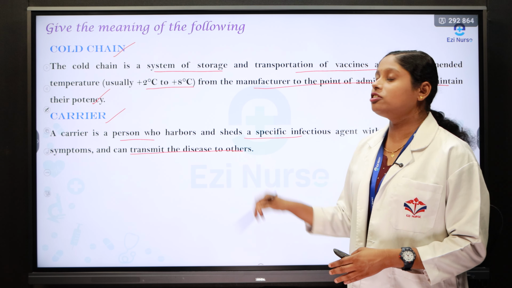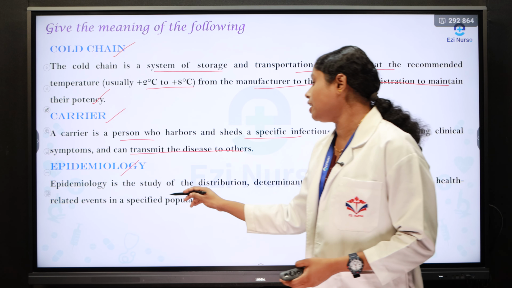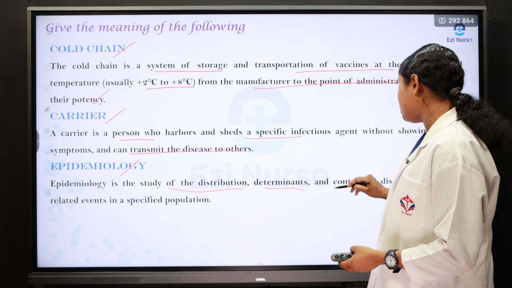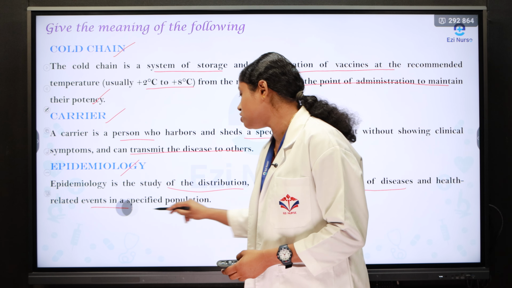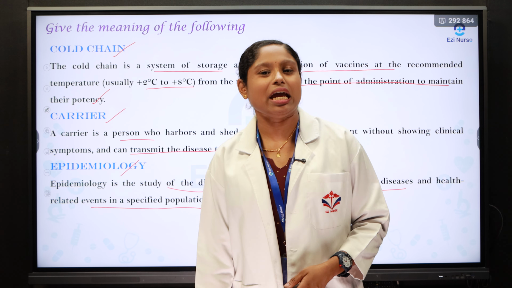The third question was epidemiology. So what is epidemiology? It's the study of distribution, determinants and control of diseases and health related events in a specific population. So we are studying a specific population. What are the things we are studying? The distribution, determinants and control of disease and health related events. So that is what is called epidemiology.